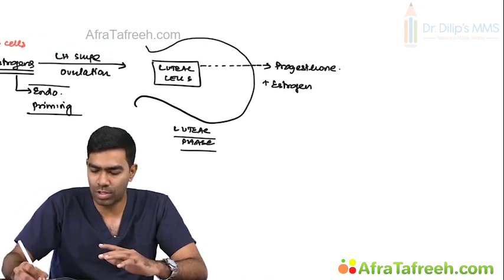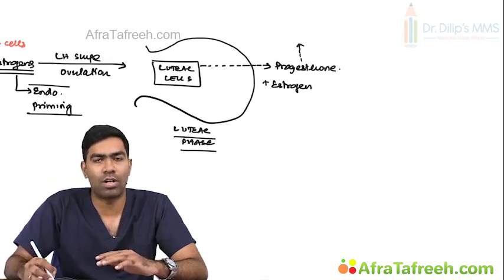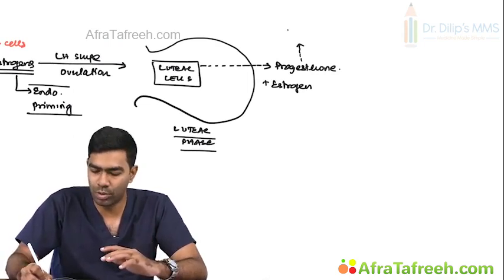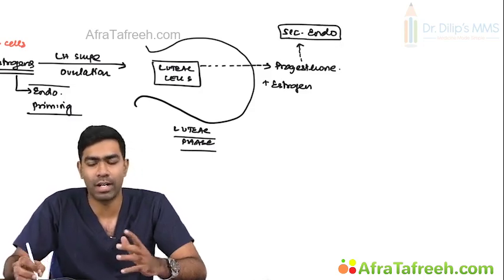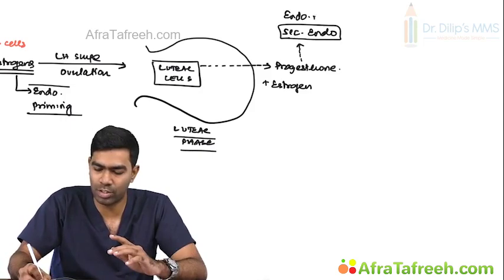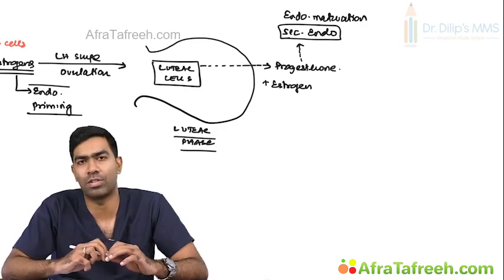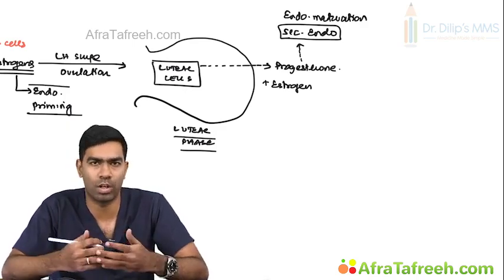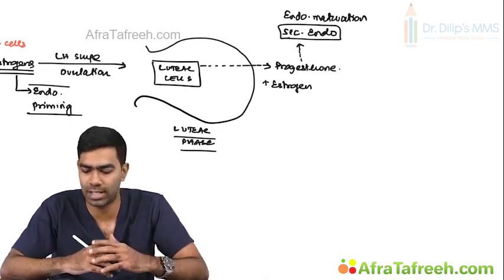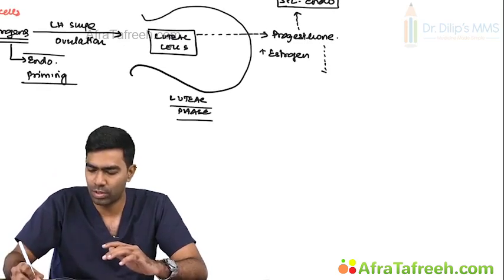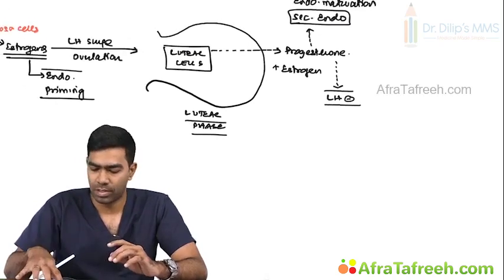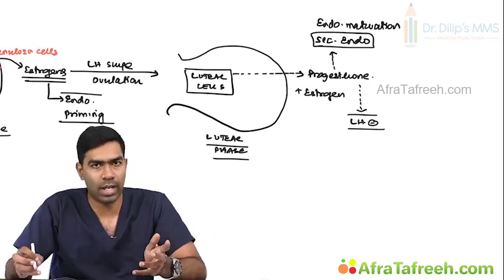This progesterone is very, very important for two reasons. One, it's going to produce secretory changes in the endometrium, which means endometrial maturation. Remember, estrogens prime the endometrium, whereas progesterone tends to mature the endometrium. So endometrial maturation and secretory changes are dependent on progesterone. And this progesterone is also going to inhibit LH. We know that. So remember, these luteal cells are dependent on LH.